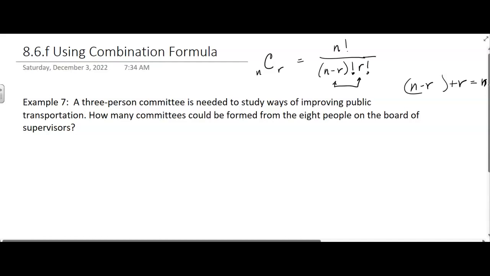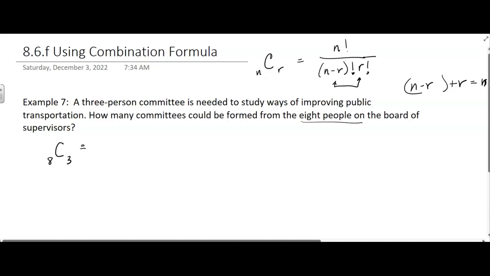A three-person committee is needed to study ways of improving public transportation. How many committees could be formed from the 8 people on the Board of Supervisors? Okay, so we're finding a combination. It's a committee. We don't care which order we pick them in. We have 8 people to choose from. And how many do we want on the committee? 3. Okay, so 8 people, we're taking 3 at a time, and it's a combination.